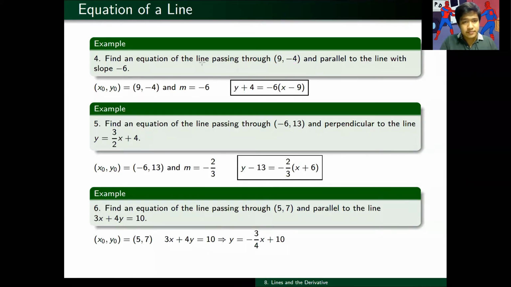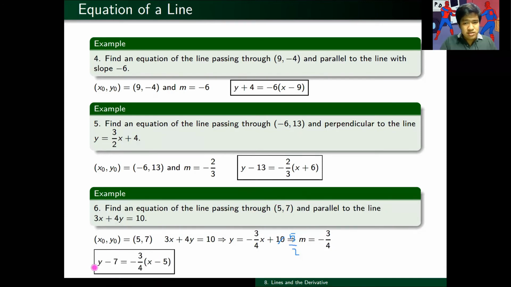This is 5 halves, 10 over 4. Okay? So, ano mangyayari? My slope is negative 3/4. Yun yung m. So, now I have my point, I have my slope. I can now get the equation. So, it's just y minus 7, 7 being my y0, equals negative 3/4 times x minus 5.